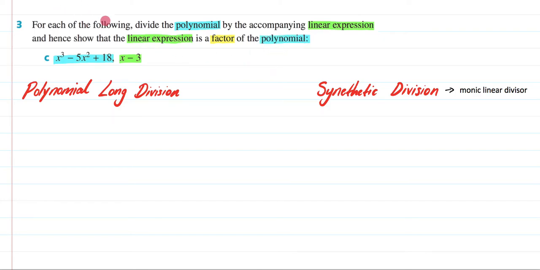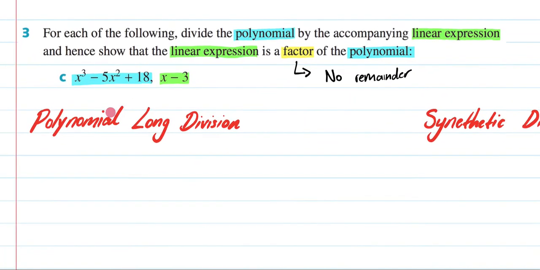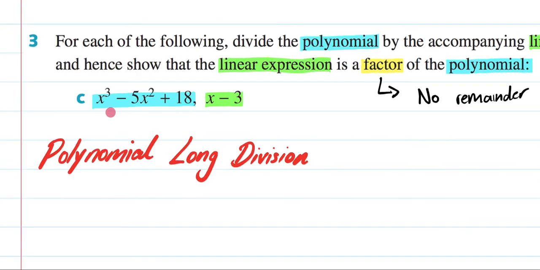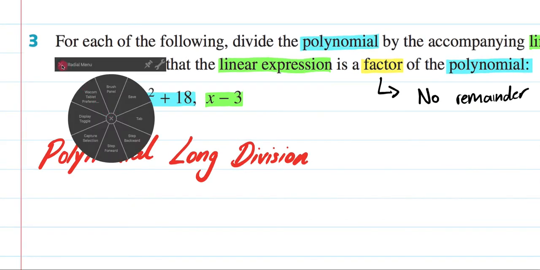Now, for something to be a factor means something. It means we are not going to get a remainder when we divide. So there's going to be no remainder. So we are now going to perform this division, and I'm going to be showing you the polynomial long division, which is just the traditional way, which you all need to know. At the end, I'll also show you a shortcut, but the shortcut is optional. You don't need to know it. What is very important is that you know how to do polynomial long division the traditional way. So let us now give this a go.